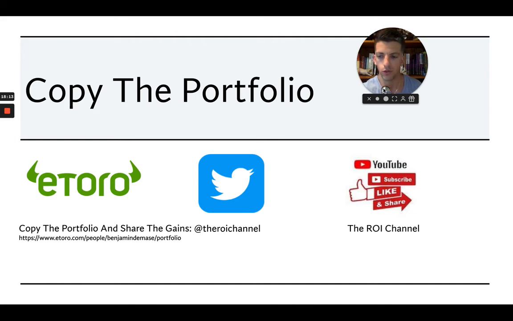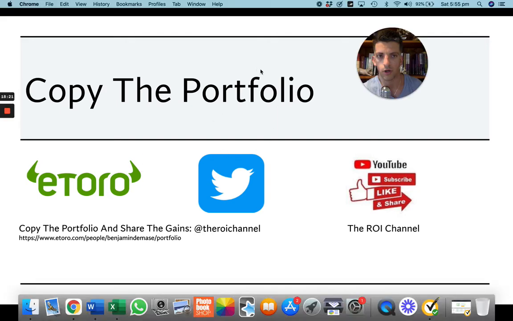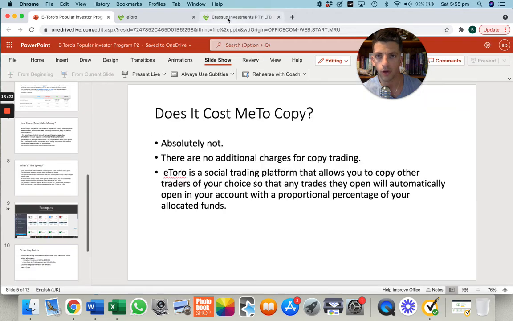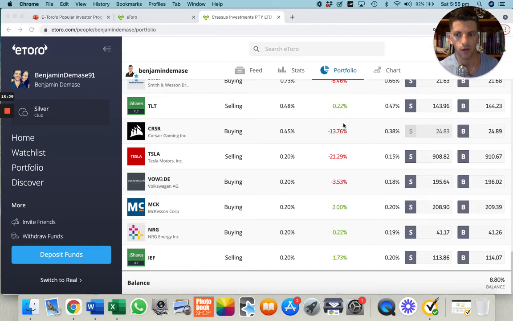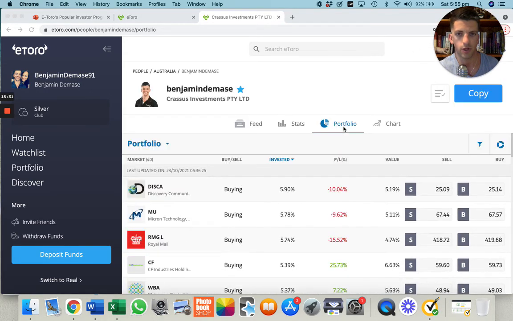Before I get into the disclaimer at the end, I just want to take you through a little something. So if I can work out, there we go, a little bit slow today. All right, so we're on eToro. This is what eToro looks like from a demo account. I've just got a demo account here, and I've typed in the search bar Crassus Investments. This is what comes up.